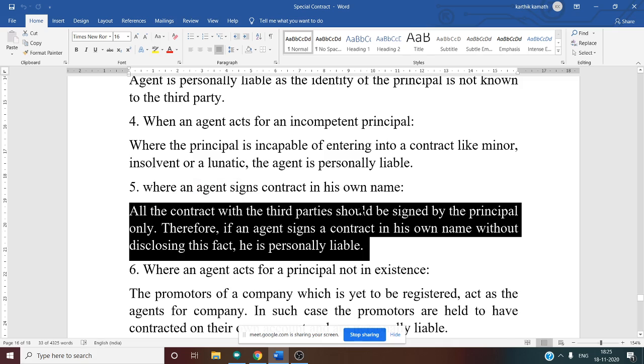All the contracts with the third party should be signed by the principal only. Therefore, if an agent signs the contract in his own name without disclosing the fact, he is personally liable. What do you mean by without disclosing the fact? That is, he is not the principal. He should say he is not the principal; he is acting on behalf of some other person. If he doesn't disclose this fact, then the agent is liable.